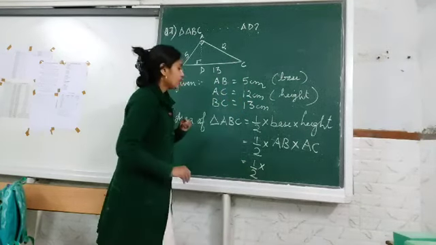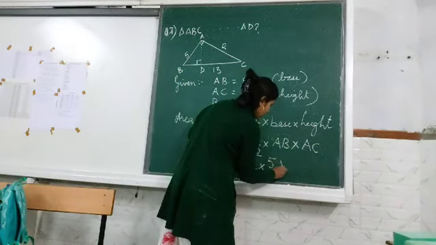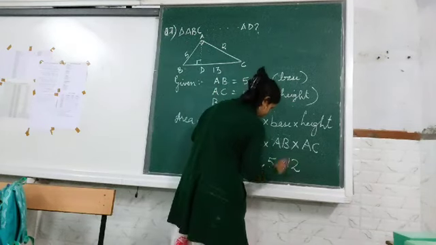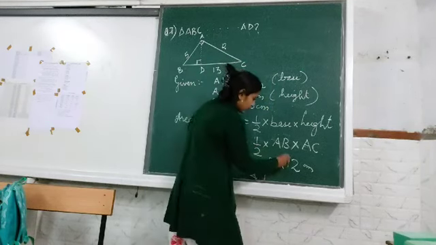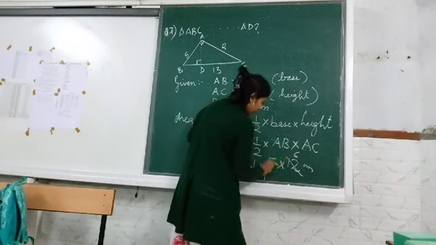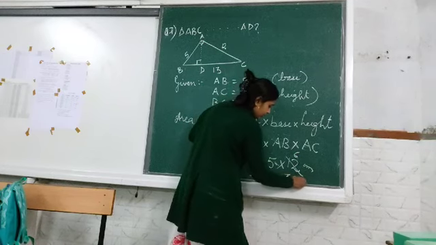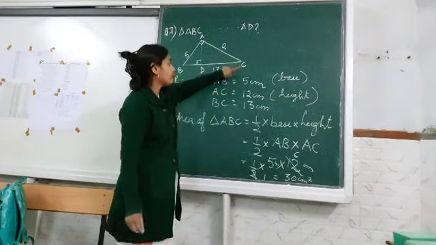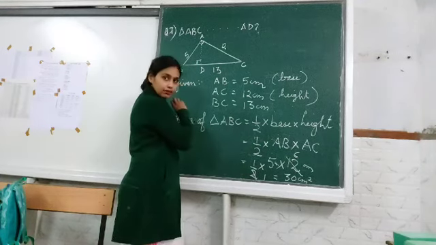Okay, so now half into what is AB? AB is 5 and what is AC? AC is 12. Units are centimeter and centimeter. Children, please put 2 and 12 will get cancelled. 2 ones are 2, 6 ones are 6, now 5 into 6 gives us 30 centimeter square. Now we know the area of this triangle ABC is equal to 30 centimeter square.